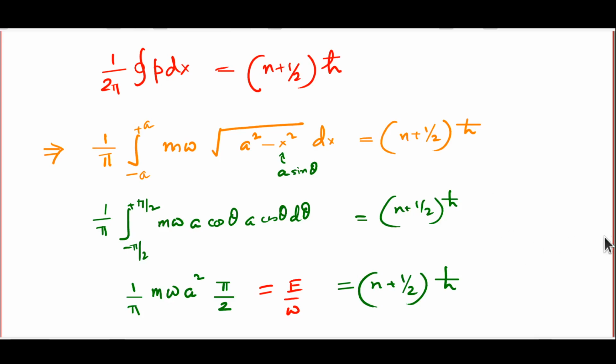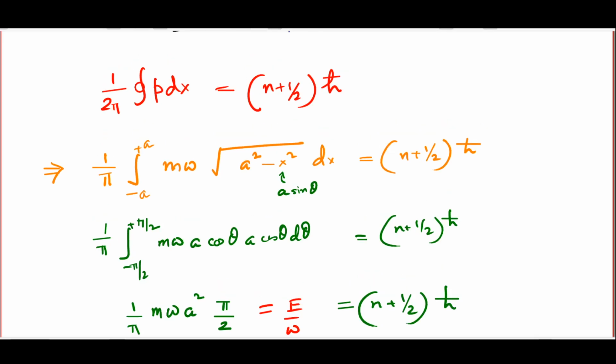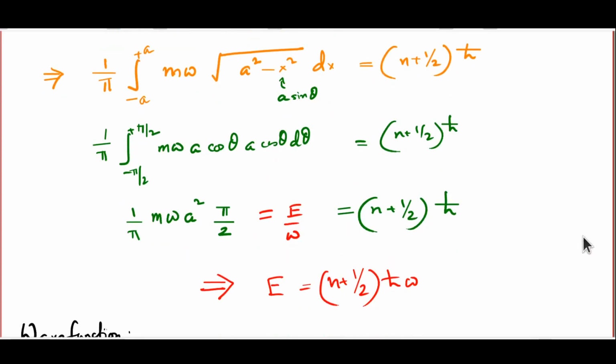So we see that for a particular n, the energy E works out to be n plus half h cross omega, which is the exact result. So in this case at least, the WKB approximation gives you the exact result for the energy eigenvalues. Of course, it would be too much to expect the WKB approximation also to give you the exact wave functions.